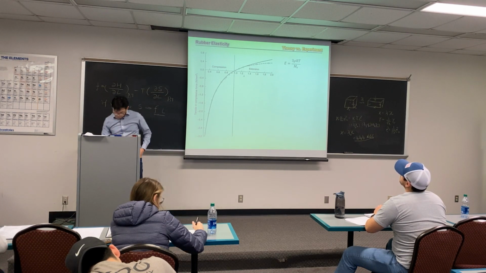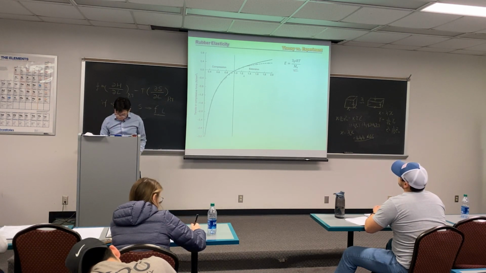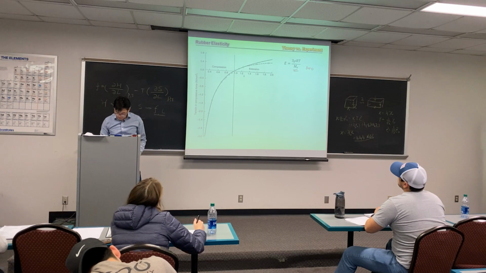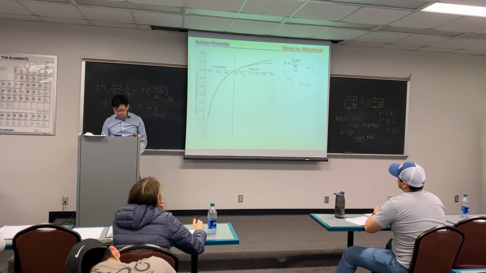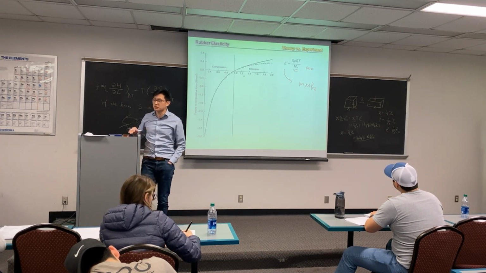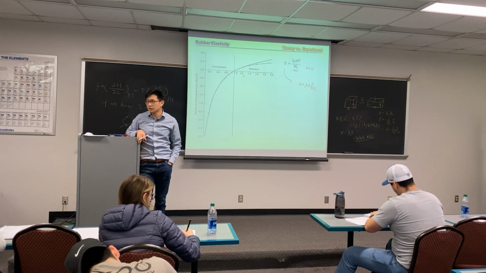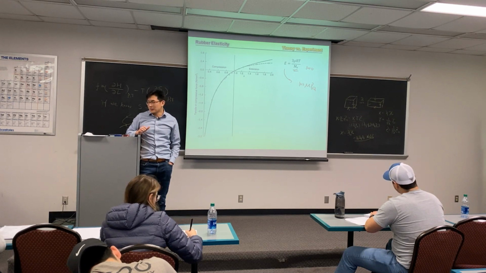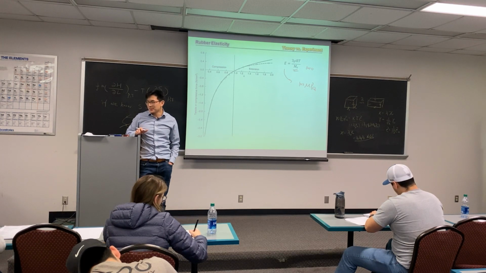Apply this into the equation. If this is, say, 1,000, you know the density of the rubber, you know the R, you know the T, it will predict about 100 megapascal. That is very close to the reality of what your rubber material would have in terms of modulus. So it's pretty successful in getting the modulus at initial states.